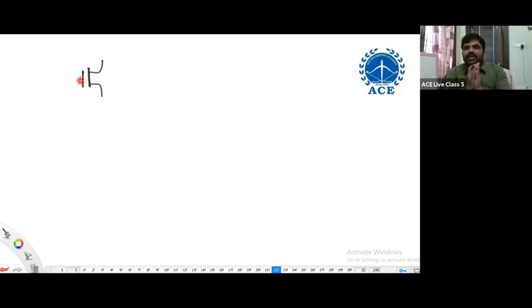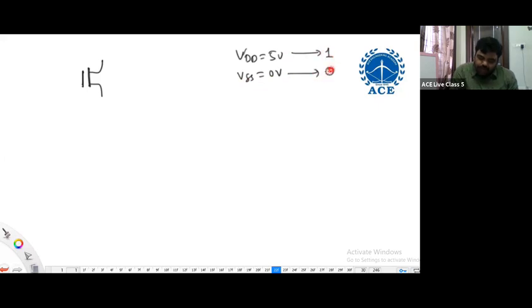For example, in my design, if I'm going with VDD of 5 volts, and VSS, which is 0 volts ground. So it is logic 1, and it is logic 0. See, VSS here is not the source voltage, it is ground. So it is 0 volts we are using. Logic 0 is 0 volts, logic 1 is 5 volts, for understanding the concept only.